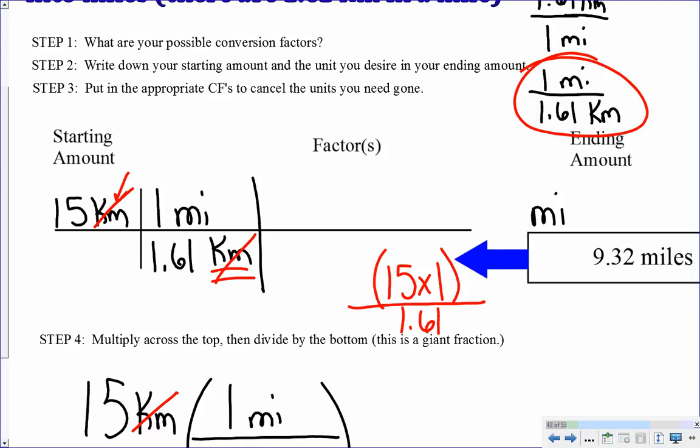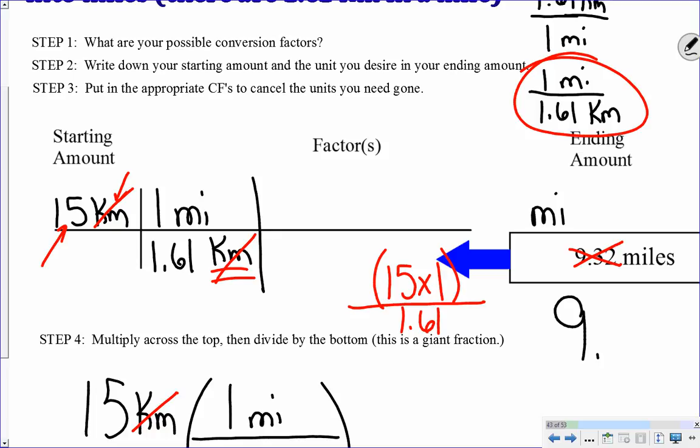So what we're actually doing mathematically here, we're canceling out these kilometers. So mathematically speaking, I'm actually doing 15 times 1, and then I'm going to take that amount and divide it by 1.61. So I'm really just combining this whole thing. And what that's going to give me is 9.32 miles. So I multiply across the top, then divide by the bottom. If you want to check my significant figures here, I broke the significant figure rule. Because I only have two sig figs right here, I can't keep all of these, so let's change this to 9.3 miles.